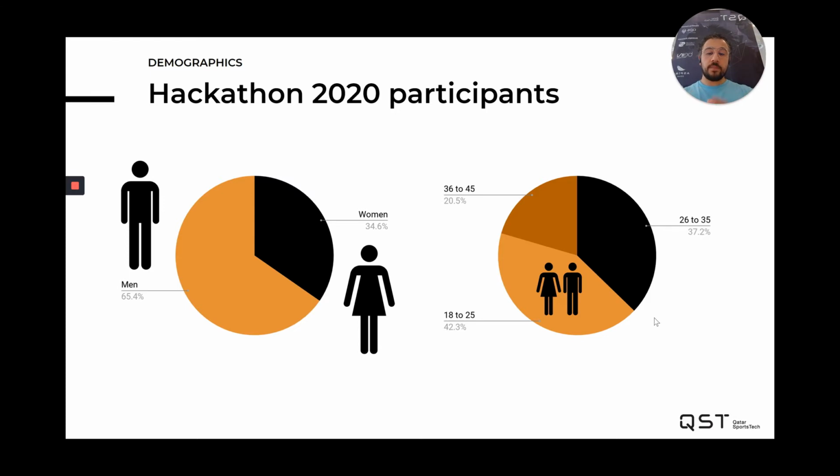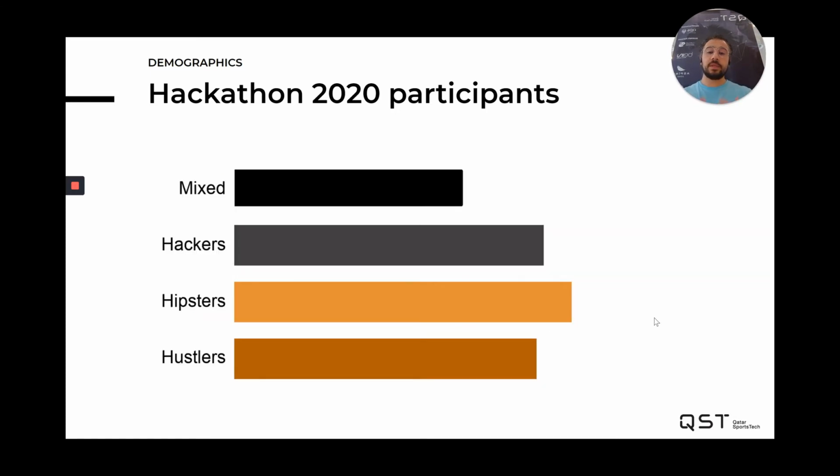And speaking of combination, what we see here is typically at our hackathons, we divide the participants into three categories. Hackers, which are typically coders and developers, hipsters, which are normally designers and marketers, and hustlers who are business development and sales professionals. As you can see, we have an even split between them. Along with that, we have a mix of individuals that are hackers and hipsters, or hipsters and hustlers, and a combination of both.